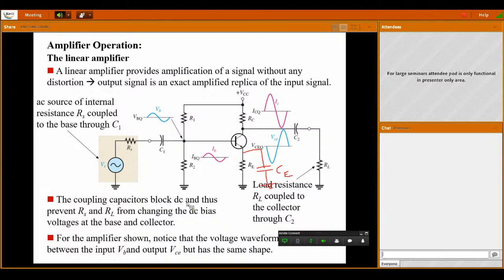Next, the coupling capacitor blocks the DC and prevents the source resistance RS as well as RL from changing the DC bias voltage at the base and collector terminals. So hence we connected C1 as well as C2, and then CE is connected in order to transfer the AC collector current. When the AC collector current passes through, it also passes through RE. So due to that, the amount of ICRE is very high. If IC is maximum, then the drop across it becomes maximum.